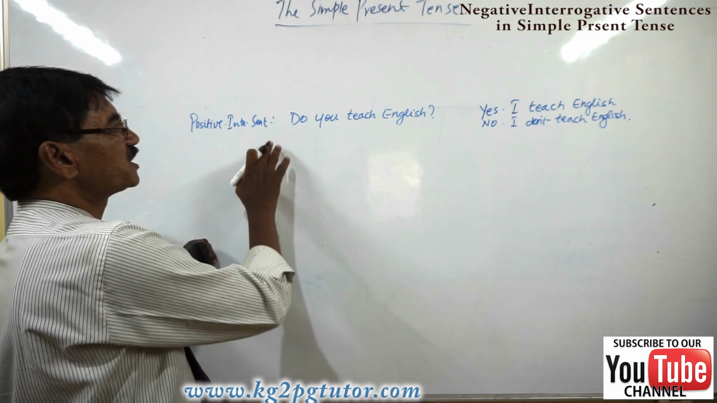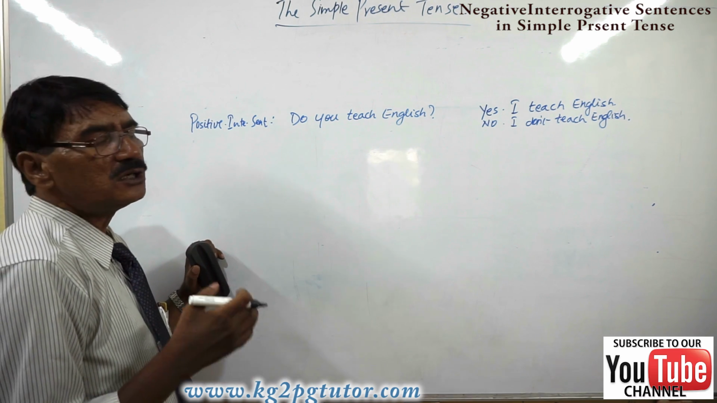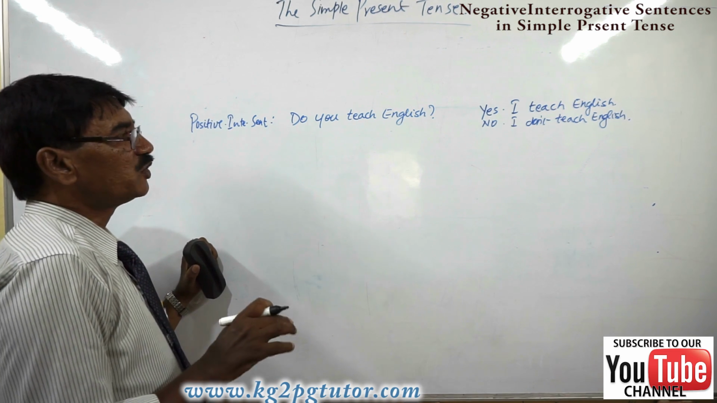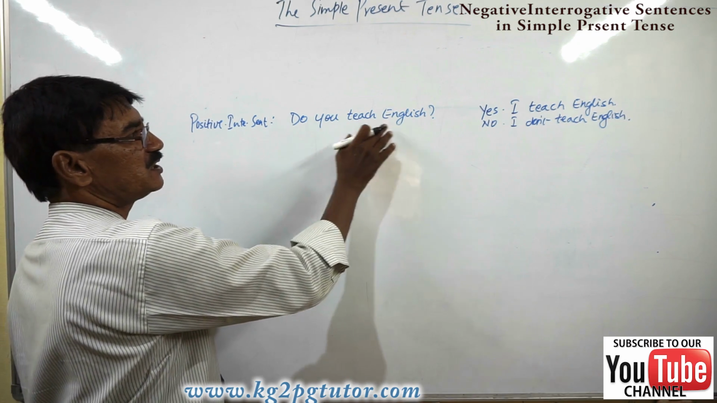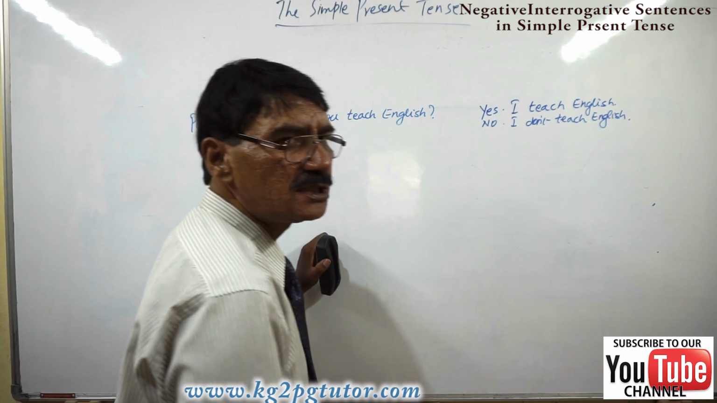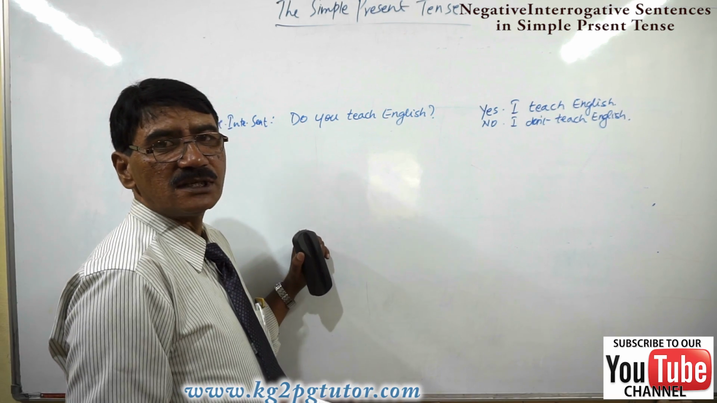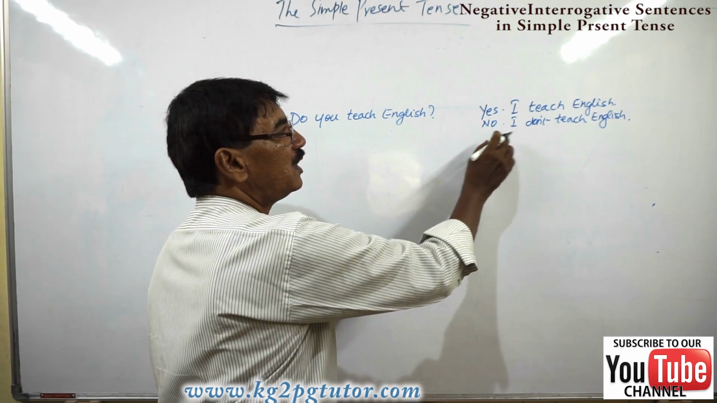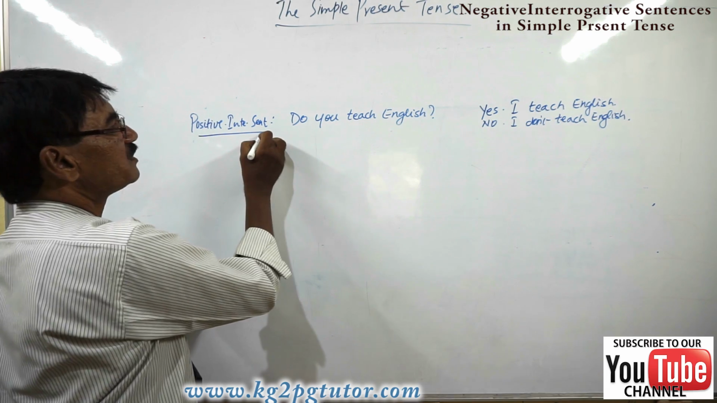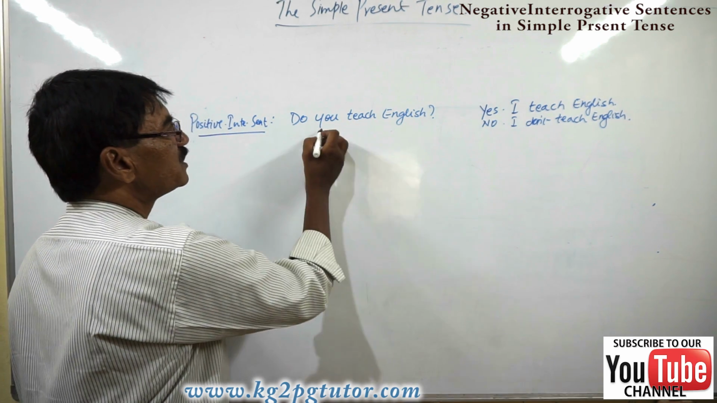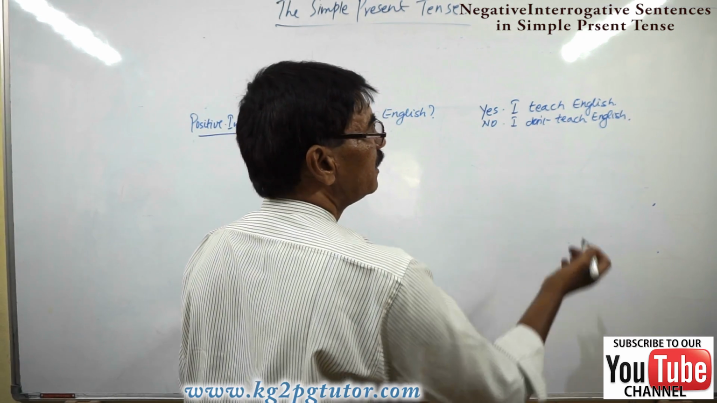You are asking a positive interrogative sentence to another person to ask him if he teaches English or if he doesn't teach English. So, if you want to ask the other person, you have to ask, do you teach English? If the person teaches English, he will say, yes, I teach English. If the person doesn't teach English, then he says, no, I don't teach English. So, when you ask a positive interrogative sentence or question, you have to use you. Do you. Then this you, when you are answering, it changes to I.